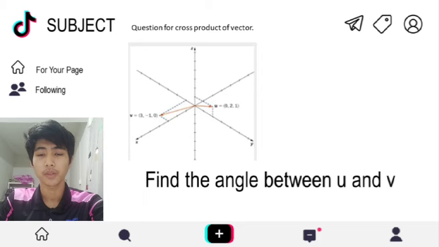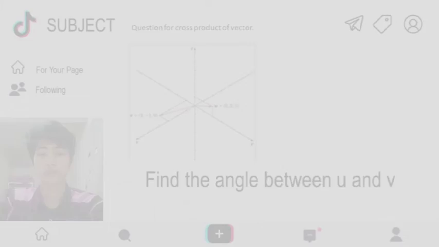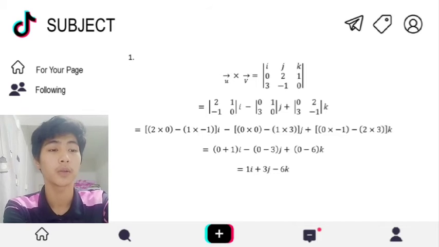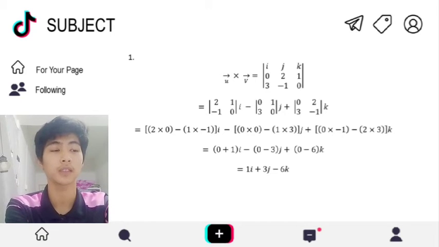The question for the cross product of vectors is: find the angle between U and V. If you want to figure out U cross V, the first step is to construct a matrix. You make a bar and arrange I, J and K in the top row, the components of U in the second row, and the components of V in the third row. Now you have to calculate the determinant. By the way, this is the method for calculating the determinant.